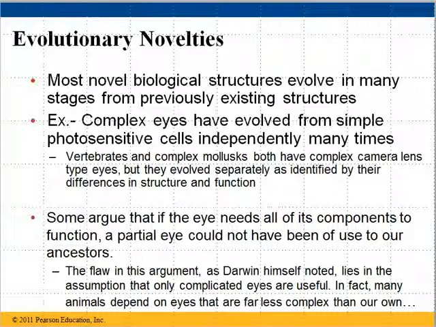Vertebrates, which would be, say, any animal with a backbone, and complex mollusks, such as octopus or squid, they both have complex camera lens eyes. So a squid or an octopus and a human, they have eyes that are very similar. But they actually didn't come from the same process. They evolved separately, and they are identified as evolving separately because they have differences in structure and function. They work the same way, but the way they are put together is actually quite different.